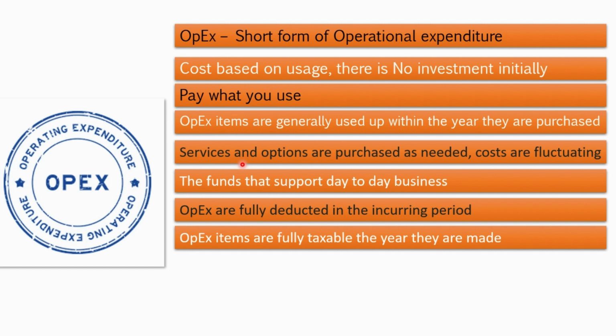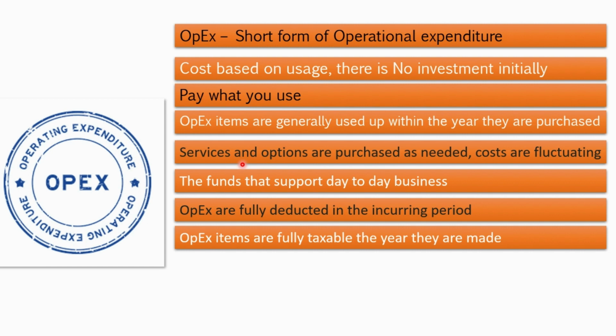Say, for example, during festival season, your server usage will be more and you will tend to pay more money to the cloud service provider. So in such cases, for the services and options you purchased, the cost will be more, and it will go down as soon as the festival season is over.